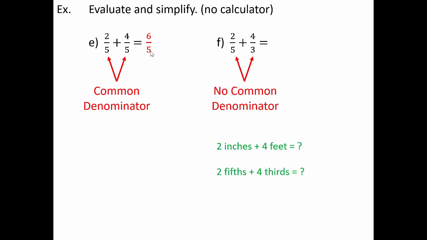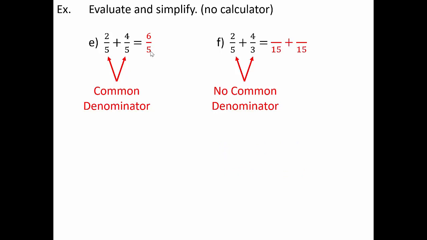Just like if I have 2 fifths plus 4 thirds. The denominators aren't the same. In order to add fractions together, you have to have the same denominator. So when we don't have a common denominator, the first step is to find the common denominator. The easiest way to find the common denominator is just to multiply the 2 denominators together. 5 and 3 gives you 15. So the common denominator is going to be 15.